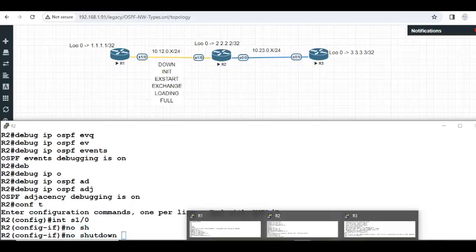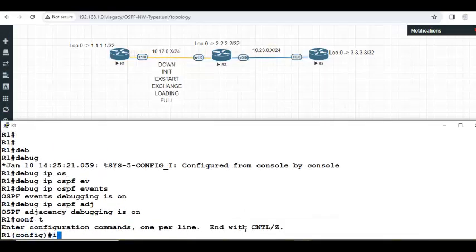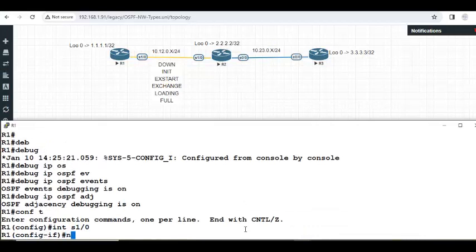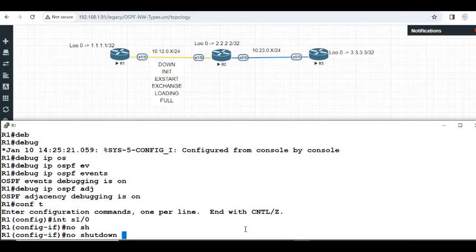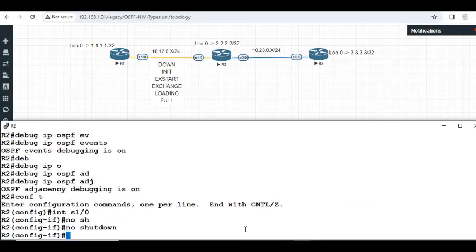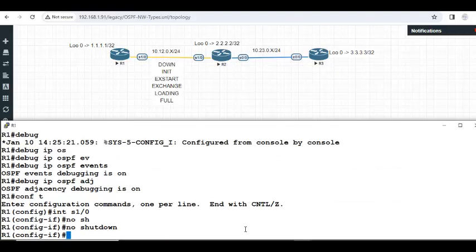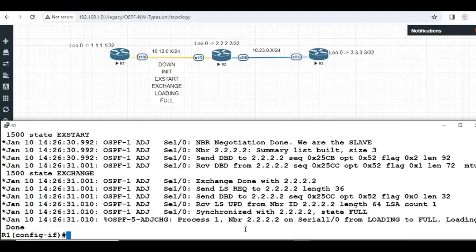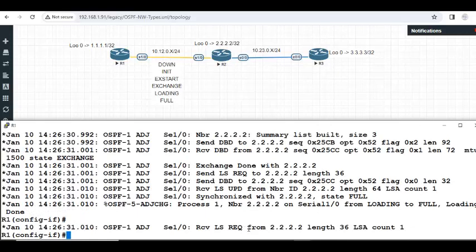Okay, shall I say no shutdown? Here, done. Now you're going to see the interfaces come up. Loading to full. You see, it's already loading to full. Now let us go and undebug all. Stop the debugs.